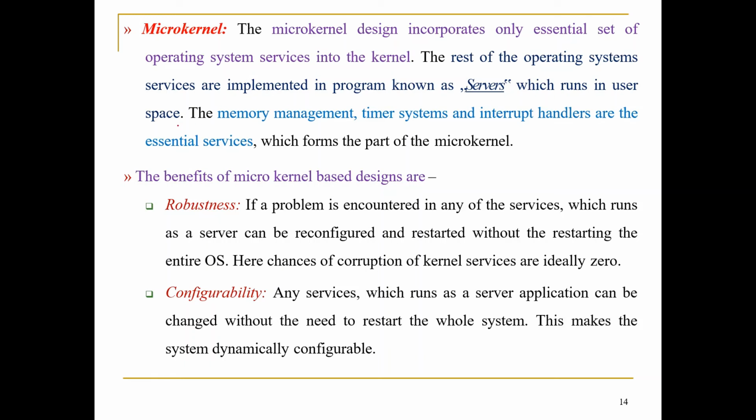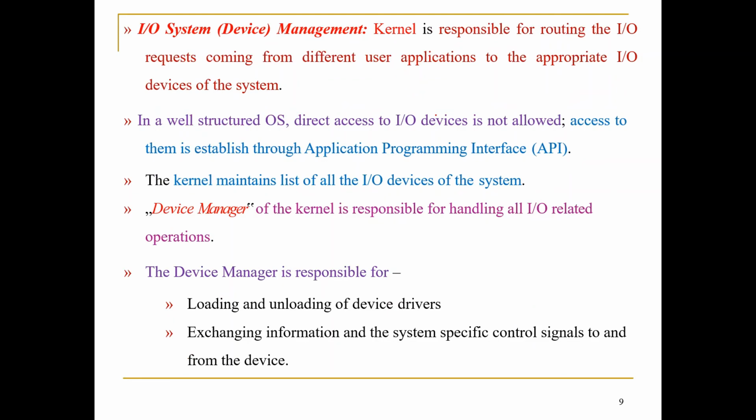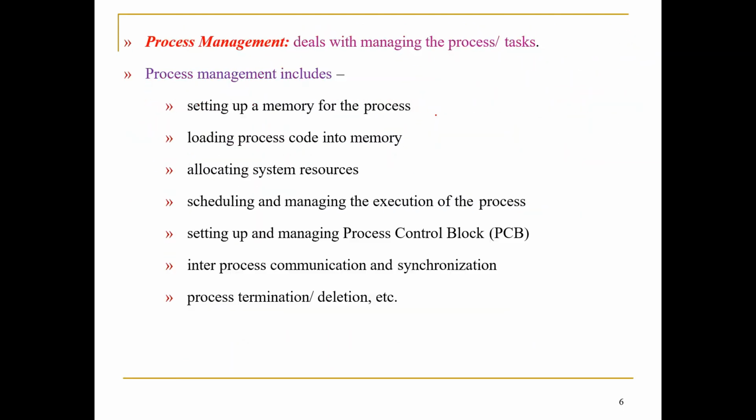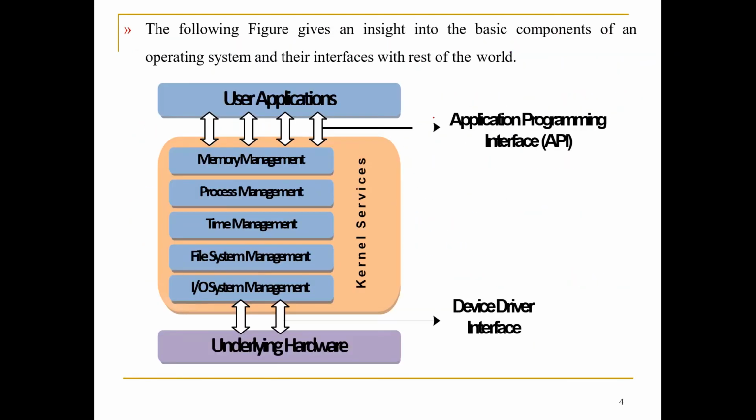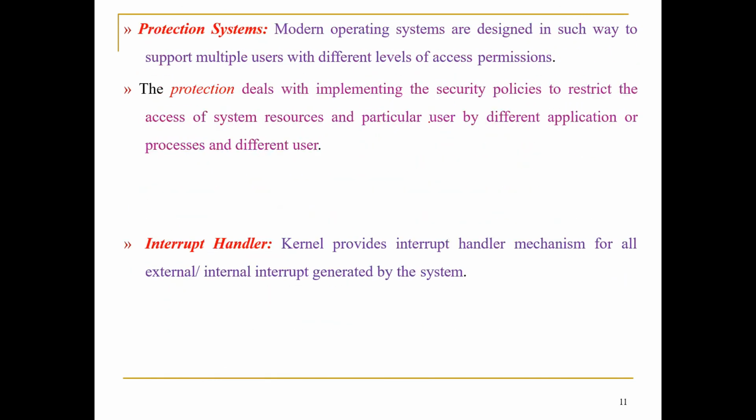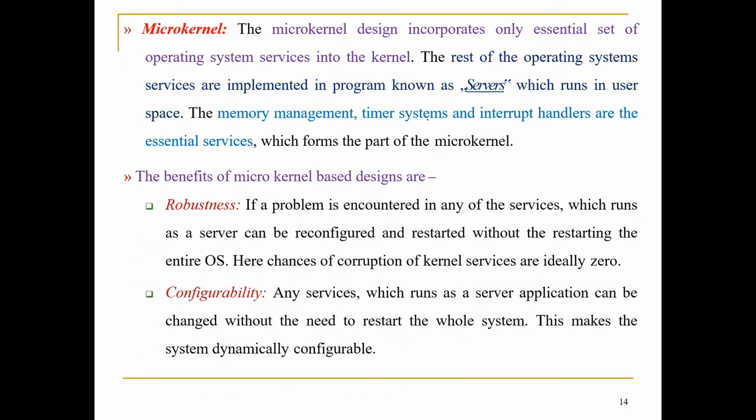So I said to you there are two spaces. The memory management, timer management, interrupt handlers are the essential services which form a part of the kernel. The remaining things, secondary memory management, input output device management, file system management, all those tasks are kept in the user space, which means that if they get corrupted, then normally your kernel will be working fine. You need not worry about the things.